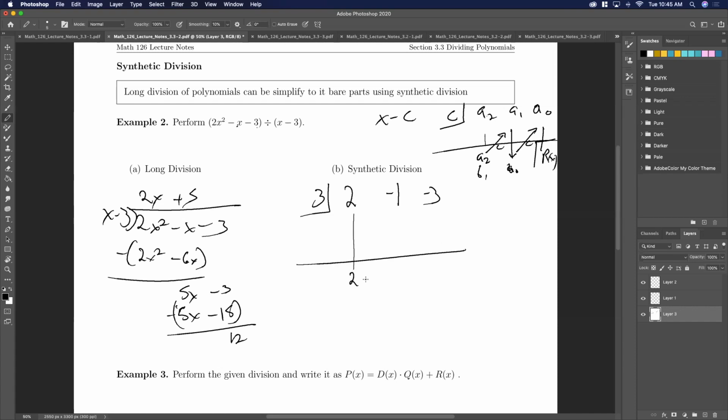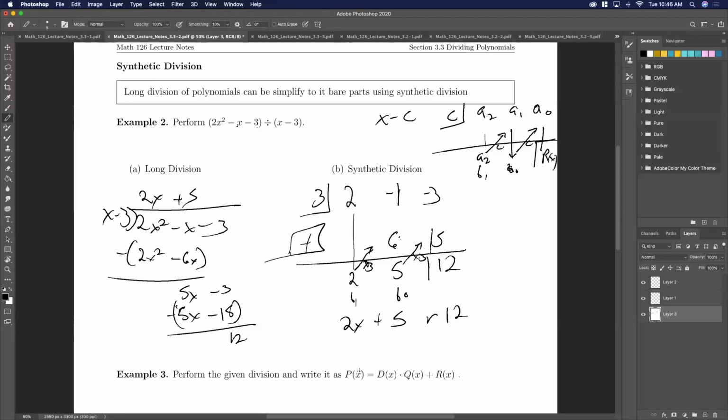The 2 comes straight down, so this is still a 2. I multiply that by 3, I get a 6 here. I add, so here we're doing addition. When I did it, you actually did subtraction, and it mimicked this perfectly, but we'll do it this way. So it's addition. So we add these two numbers, and I get 5. So here, 5, we multiply that by 3. We get 15 here, add that up, and we get 12. And so here, I read this backwards, so this will be my b0, this will be my b1. So I'll have 2x plus 5, remainder 12.